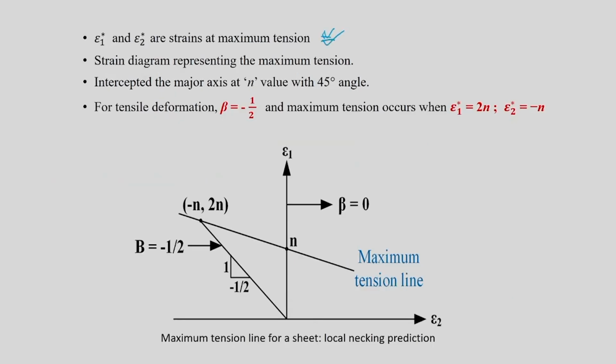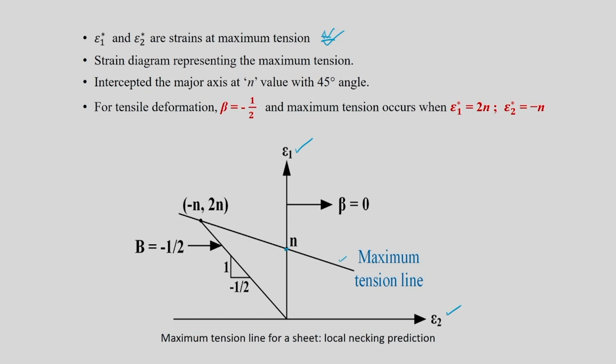That equation can be drawn in this diagram, with the y axis being epsilon 1 and the x axis epsilon 2, the two principal strains. If you plot that equation, epsilon 1 star plus epsilon 2 star equals n, it will give you a line like this, which is called the maximum tension line. It will meet the y axis at n. Why? Because if you put epsilon 2 equal to 0, epsilon 1 will be n in that equation. So it meets at n, and it has an angle of 45 degrees.